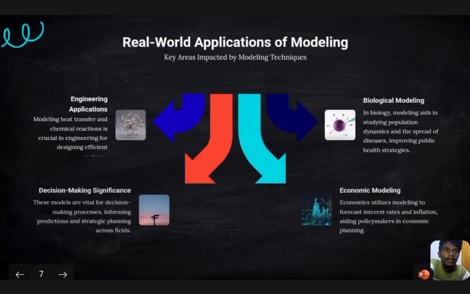Real world application of modeling: key areas impacted by modeling techniques are engineering applications, biological modeling, decision making significance, as well as economic modeling. Engineering applications: modeling heat transfer and chemical reactions is crucial in engineering for designing. Biological modeling: in biology, modeling aids in studying population dynamics and the spread of disease, improving public health strategies. Third, decision making significance: these models are vital for the decision making process, informing prediction and strategic planning across fields. Economic modeling: differential equations play a vital role in economic modeling, used to forecast interest rates and inflation, aiding policymakers in economic planning.